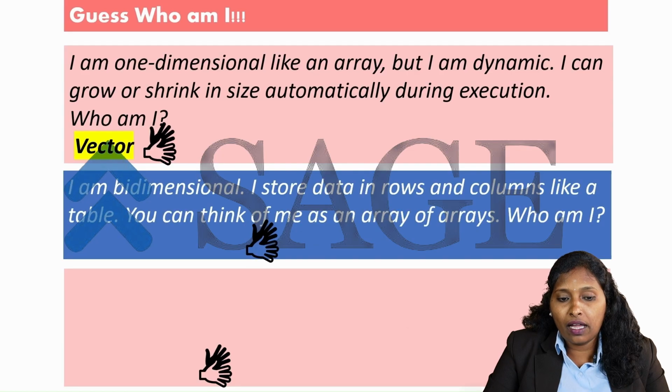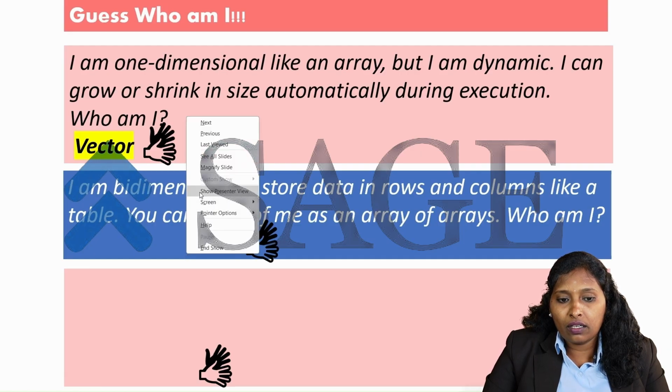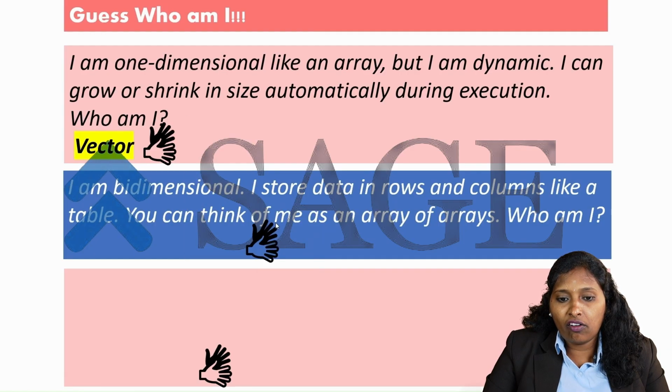Second one, I am bidimensional. I store data in rows and columns like a table. You can think of me as an array of arrays. Data are stored in rows and columns. Who am I is the question. So bidimensional is the clue here, and also array of arrays. So any guess? Yeah, exactly. It is a matrix which is a 2D array.